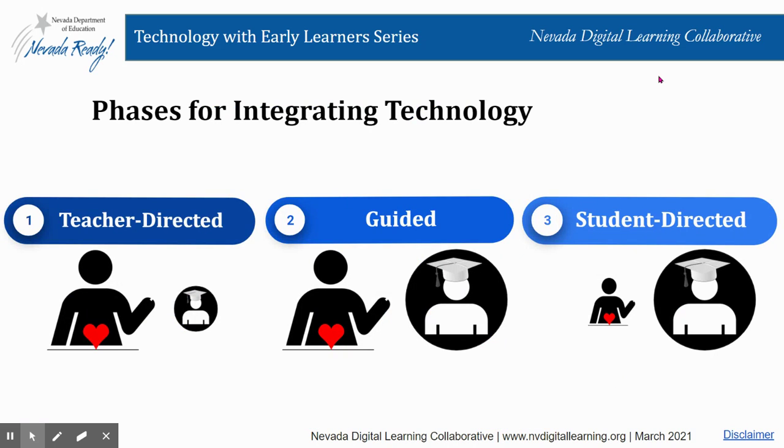So we know that to integrate technology successfully, we have to use a gradual release process, especially with our very early learners. This is just kind of a guide. It really models after the I do, we do, you do process, that gradual release model. And it begins with the teacher-directed phase. So the first several sessions in this series, we're really talking about how to build capacity in this teacher-directed phase.